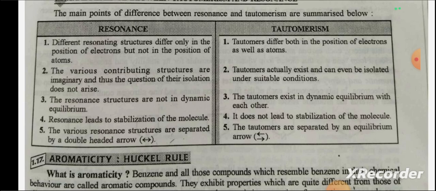Third, resonance structures are not in dynamic equilibrium. The tautomers exist in dynamic equilibrium with each other. Fifth, the various resonance structures are separated by a double-headed arrow. The tautomers are separated by equilibrium arrows.